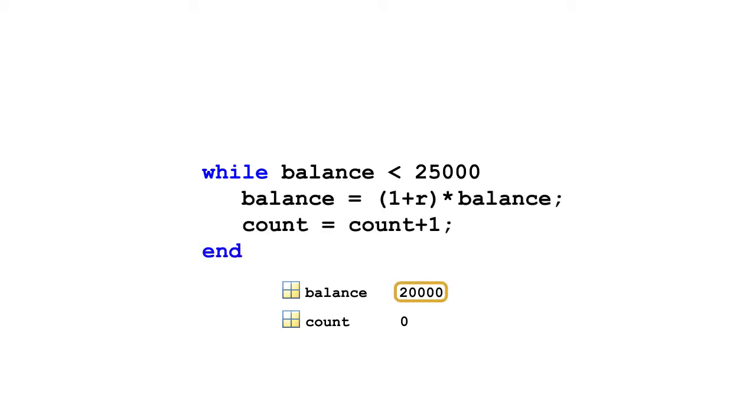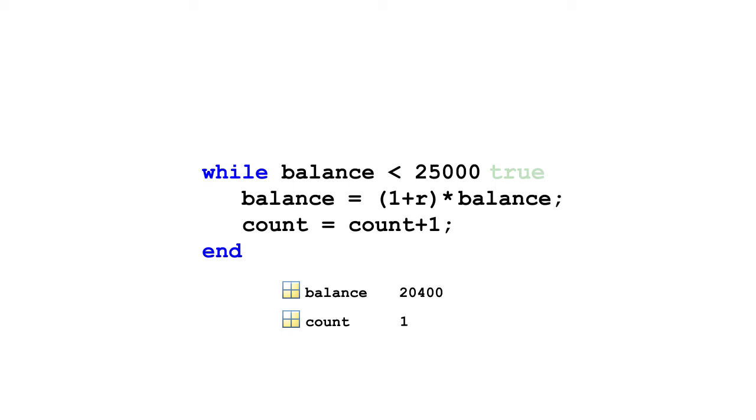When we first execute this while loop, our initial balance is less than $25,000. So the loop condition evaluates to true, and we enter the loop body. The commands in the loop body are then executed, and the values of our variables are updated as a result. After the final command in the loop body is executed, the loop condition is evaluated once again.